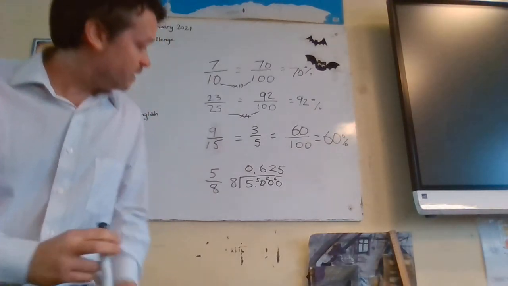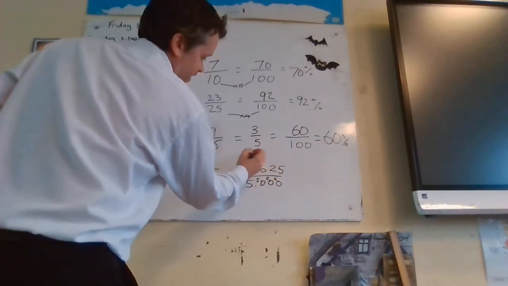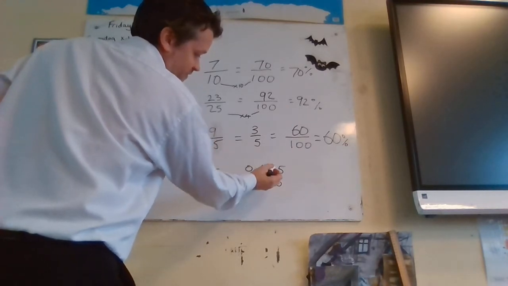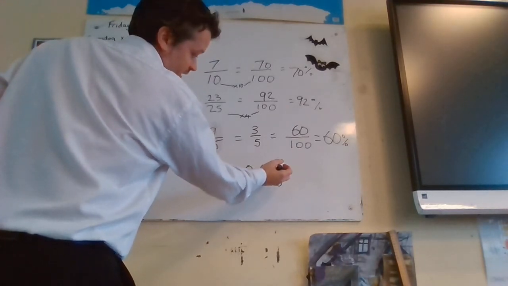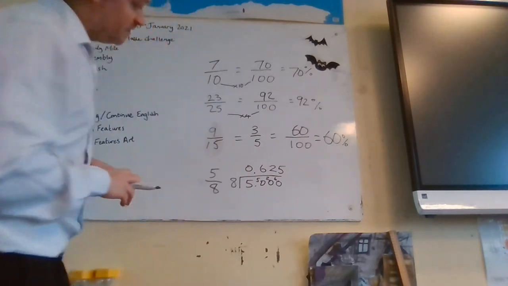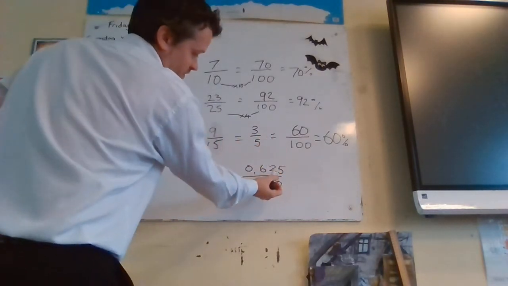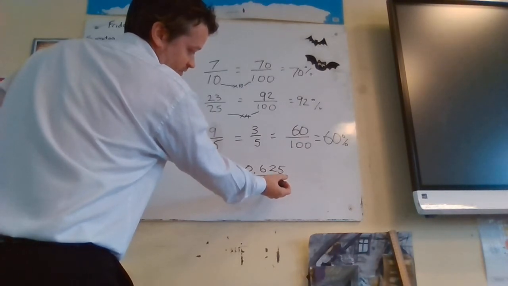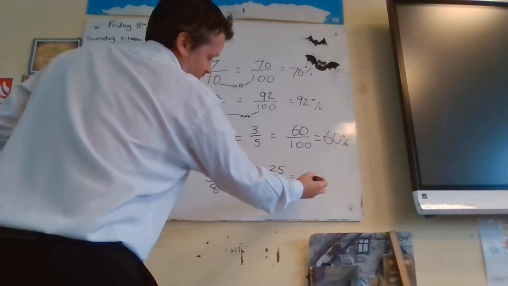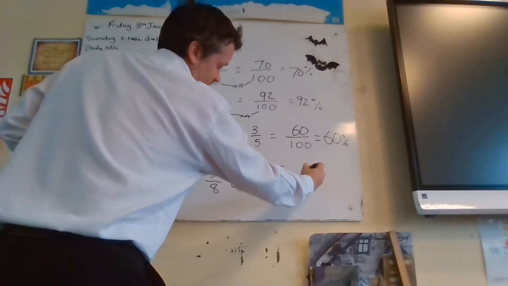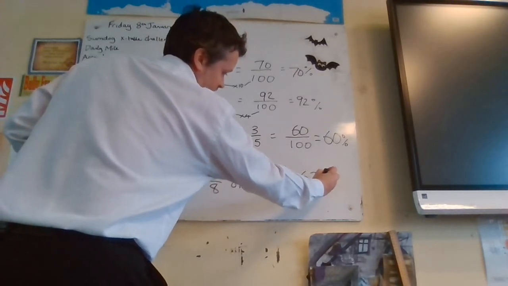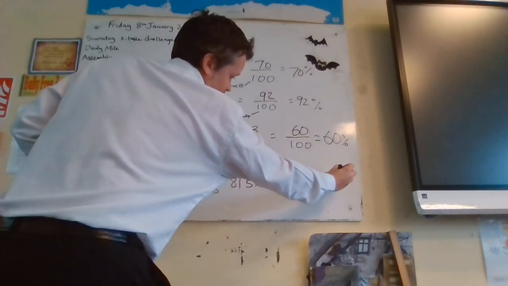0.625. Now looking at this, I have my ones, I have tenths, I have hundredths, and I have thousandths. I need to look at how many hundredths I've got. I've got 62 hundredths and 5 thousandths. If I was going to be writing that down as a percentage, I would be looking at 62.5%.